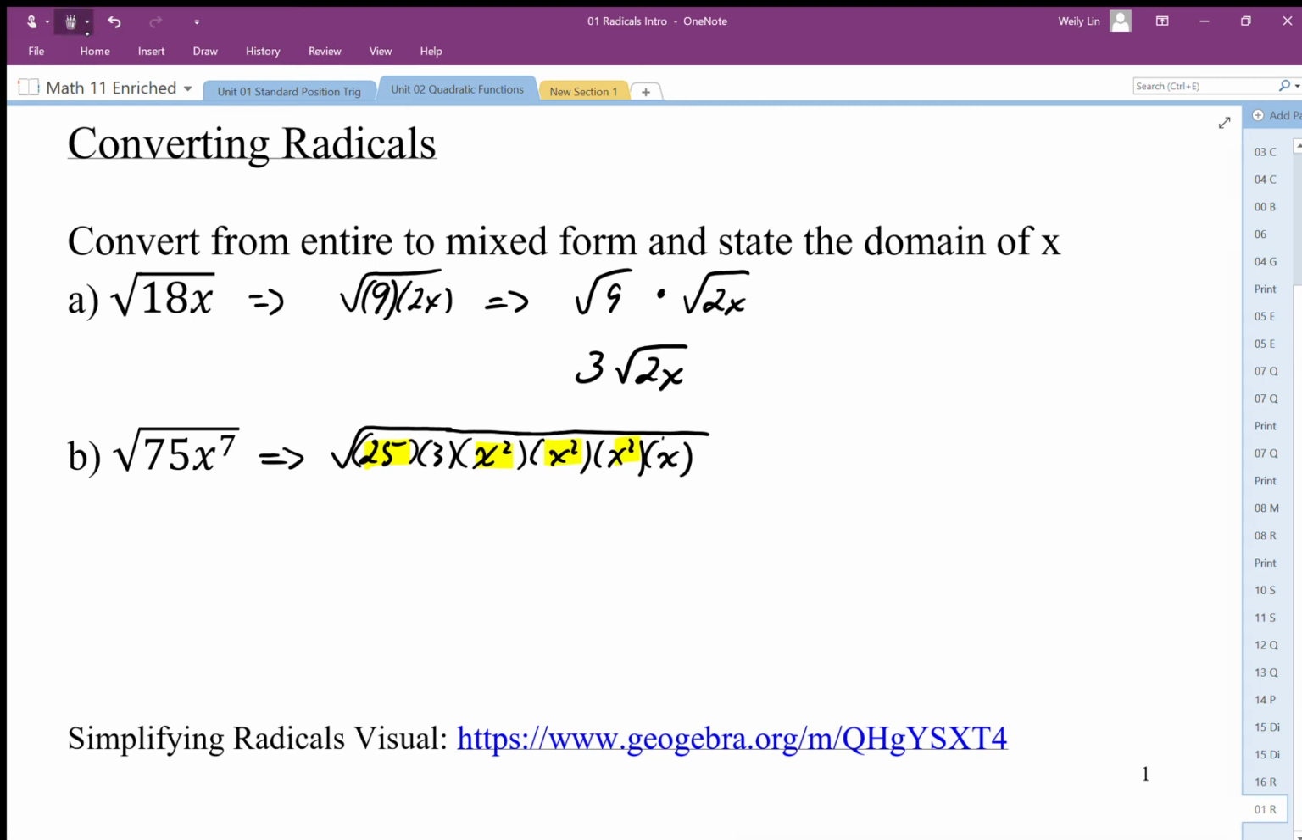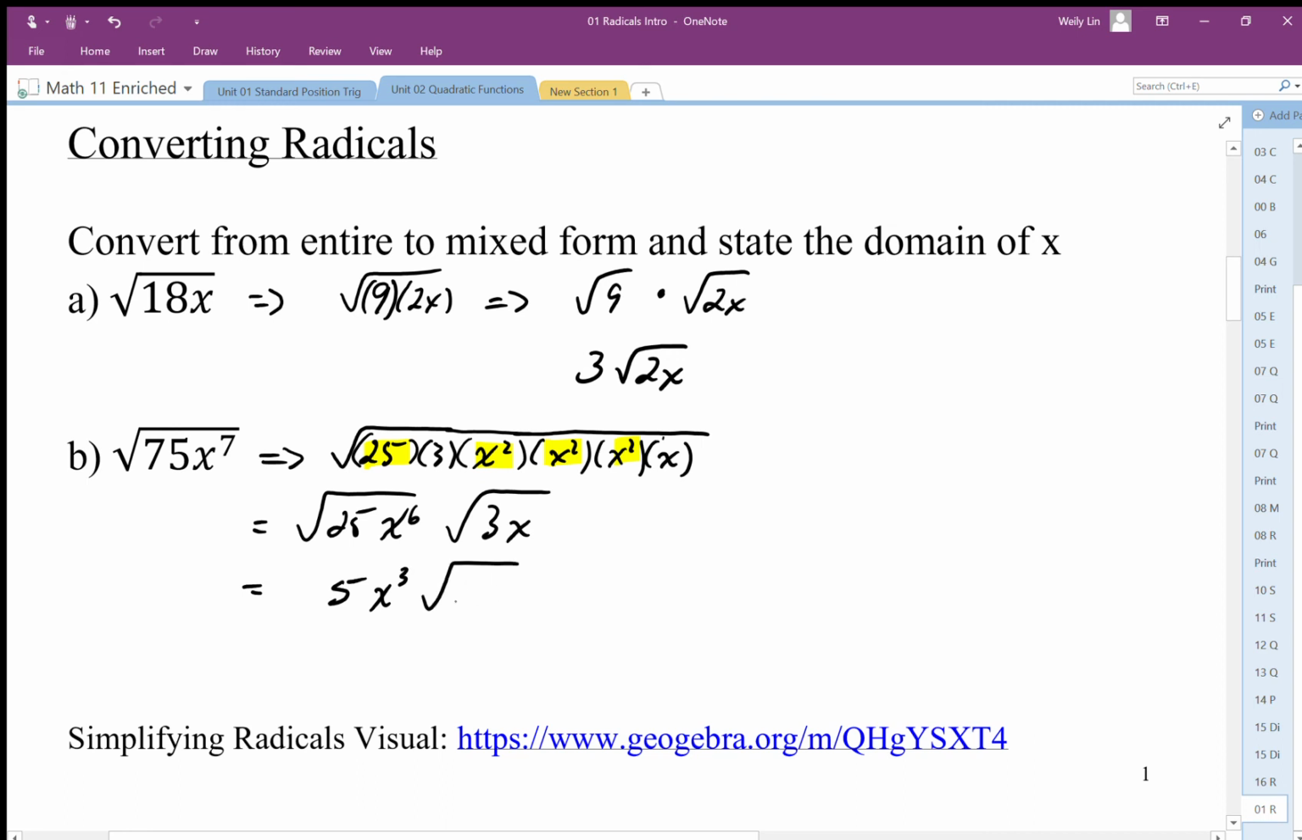And that perfect square of x to the power 6, when we square root x to the power 6, we're going to have 1x, 2x, 3x, x to the power 3. So this ends up being square root 25 times square root x to the power 6 times square root 3x, that's just left over. Square root 25 is 5. X to the power 6 gives us 1, 2, 3 x's, or x to the power 3. And then times square root 3x. So there is our whole radical, or entire radical, converted to our mixed radical.